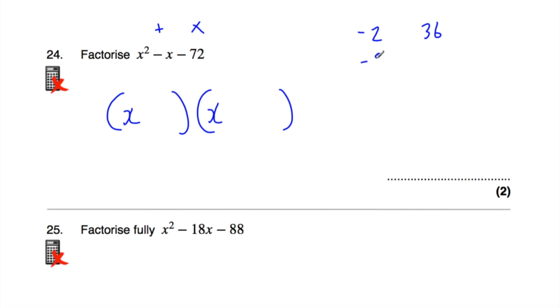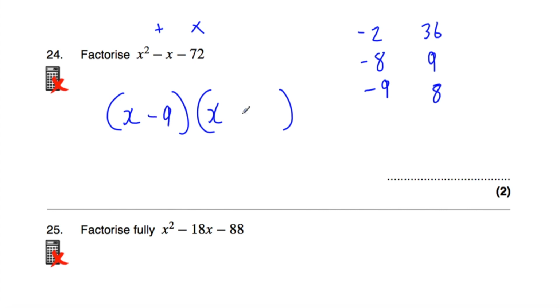So let's try something like minus 8 and 9, because 8 times 9 is 72. So minus 8 times 9 would be minus 72. Fantastic. And minus 8 plus 9 would be 1. We want minus 1, so let's change these around. Let's try minus 9 and 8. Minus 9 times 8 is minus 72, and minus 9 plus 8 would be equal to minus 1.